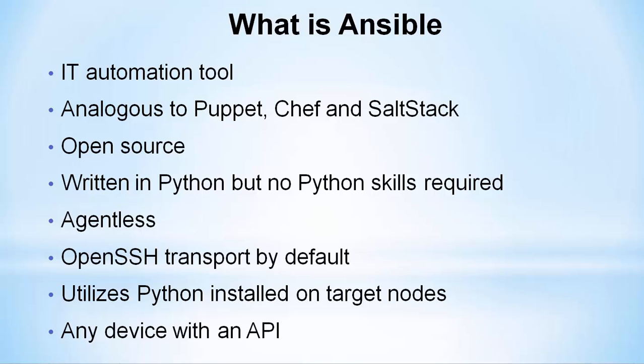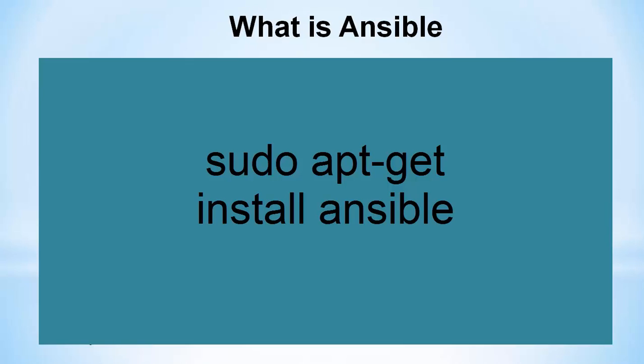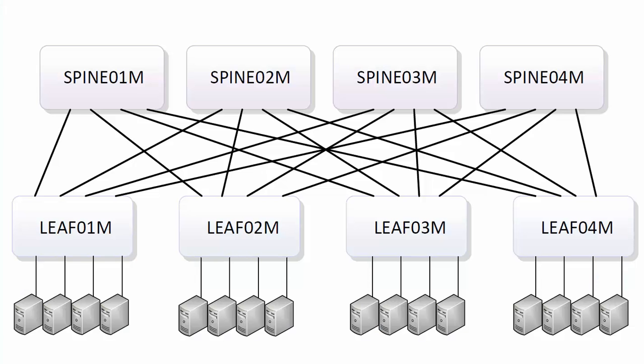Ansible is agentless, meaning there is no Ansible client to install on target nodes. By default, Ansible runs over OpenSSH and utilizes Python installed on target nodes. Of course, on network devices, Python often is not available. However, Ansible can be used with any device with an API, if a module has been written for that device. In this video, I have Ansible running in Ubuntu. Installing Ansible was as easy as running sudo apt-get install ansible.